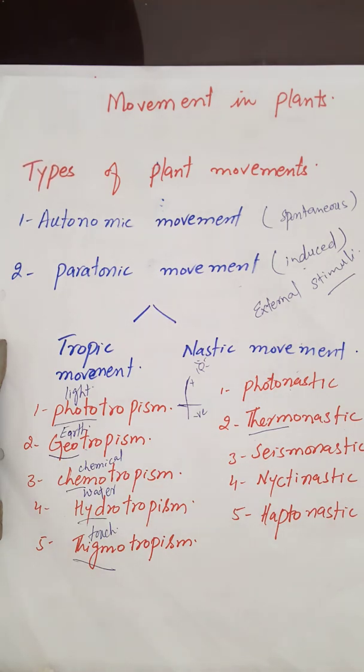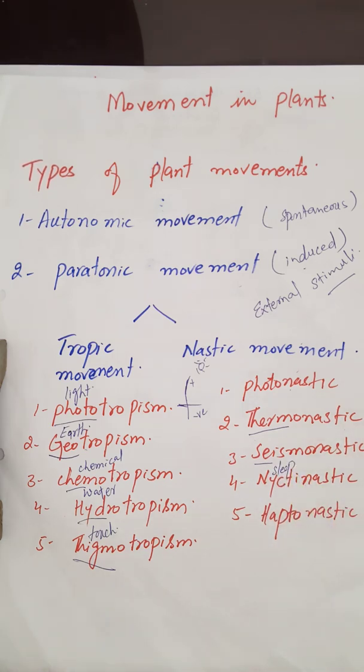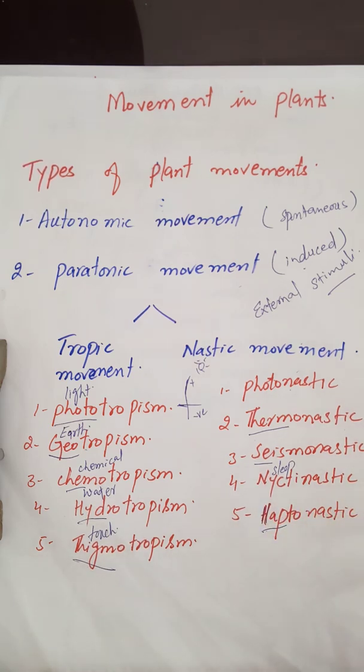Seismonastic. It is the response of sensitive plants to touch. An example of seismonastic is the mimosa plant, which is also known as touch me not. Okay, nyctinastic, that is the sleep movement of plant. Many plants sleep at night. This sleep movement of plant is known as nyctinastic. And haptonastic is the movement caused due to the stimulus of touch, and it can be observed in many insectivorous plants. When an insect touches them, they show the movement that is known as haptonastic.